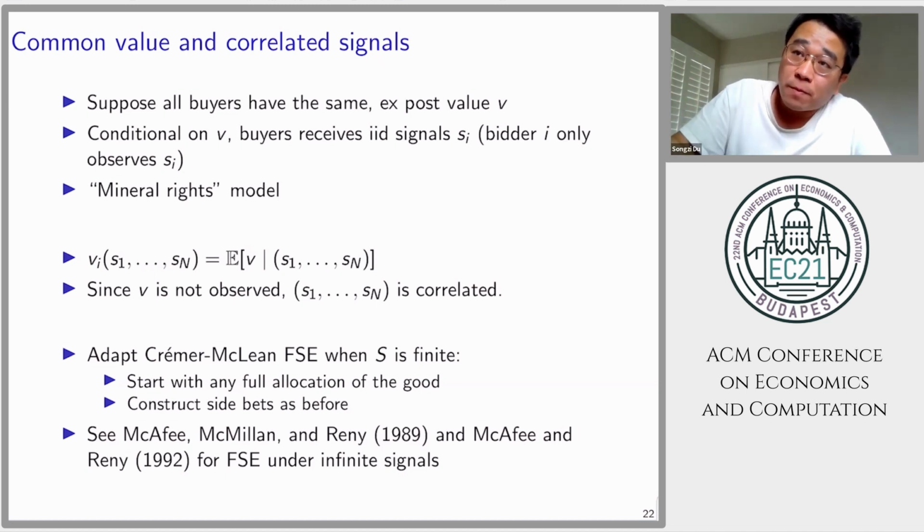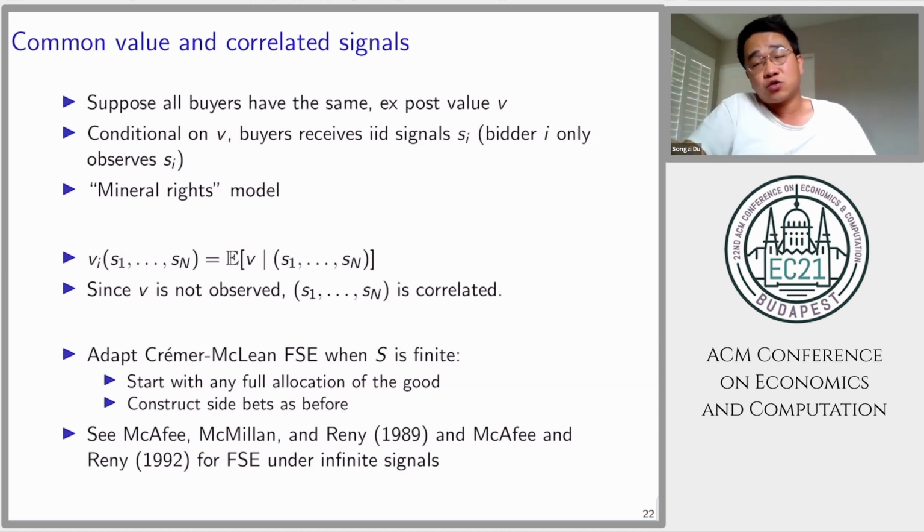So one very natural possibility is that, conditioning on the value, all of the bidders receive IID signals ti. Okay, so this is a mineral rights model, right? So the common value is sort of the state of nature. Either there's lots of oil here or there's very little oil, and all of the bidders have an independent assessment. So their signals will be independent, conditioning on the state of the world. Okay, so because the value or the state of the world is not observed, even though these signals are conditionally independent, ex ante they will be correlated.